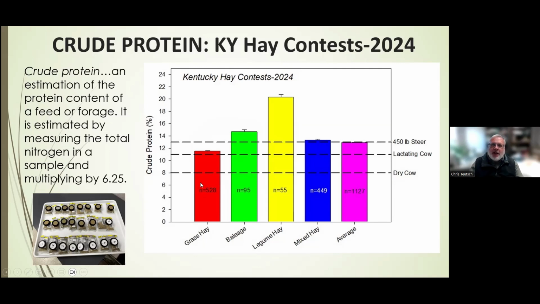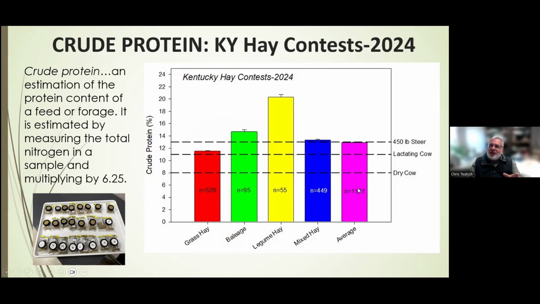One other thing I want to point out is on the bars, there's a number. It says N equals. That's how many samples were in each one of these categories. So the majority of the samples were in either the grass hay, 528, or the mixed hay. We had about 55 samples in legume hay, which would include alfalfa and clover. And then baleage, we had about 100 samples. Total, we had about 1,127 samples.